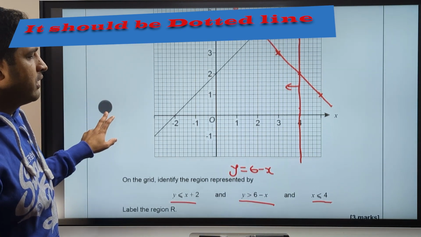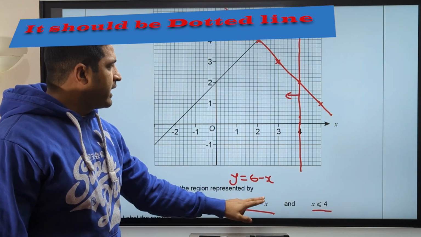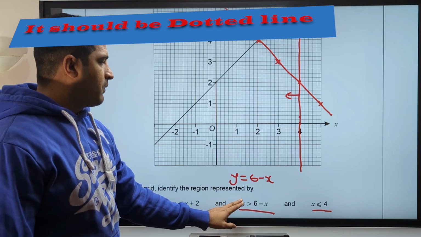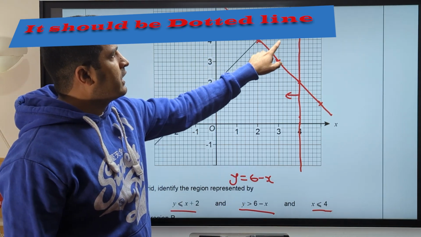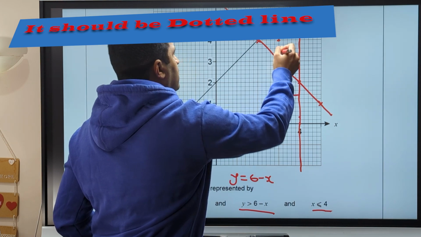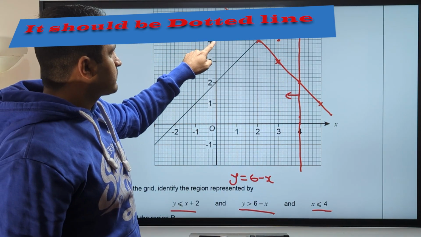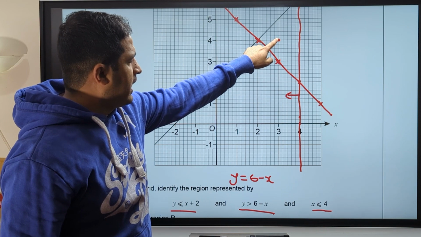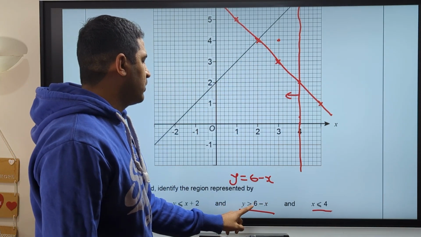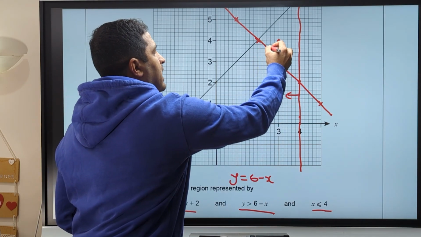Okay, so we want y value to be bigger than that. So let's say we take one of the points and we substitute that one point in here. Let's say we pick this point to identify whether it's going to be true or not. Okay, so x is 3, y is 4. So when you put x equal to 3, 6 minus 3 is smaller than 4. So this is the side we want.